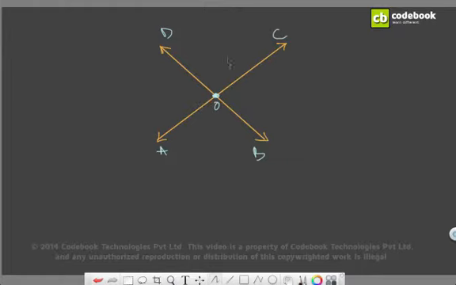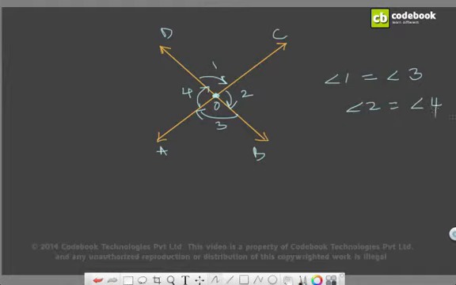Vertically opposite angles are always equal. So in this figure, as you observe, what we are saying is angle 1 is equal to angle 3 and angle 2 is equal to angle 4. So let's try to prove this theorem. The theorem states that if two lines intersect each other, then the vertically opposite angles formed are equal. So let's consider the case where we have to prove angle 1 is equal to angle 3.